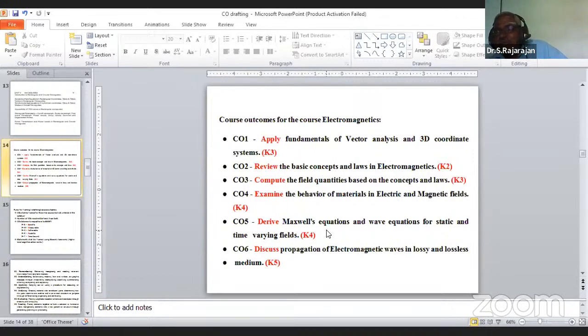The students have to derive. We can give one or two samples. From these samples, they should be able to derive the new equations for new scenarios. If so, that is analyzing. So the students have to analyze the scenario and write or derive the equations using Maxwell equation. The wave equation should be derived using the Maxwell equation concept. This is K4 level. K5 level is also possible.